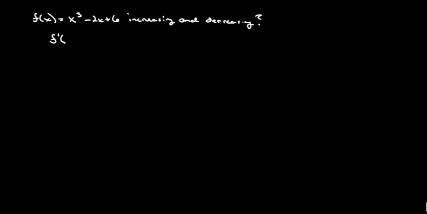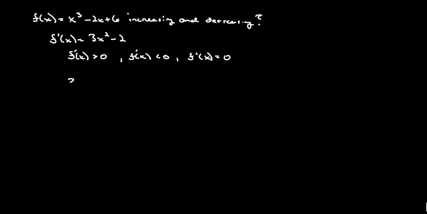So f prime of x is equal to 3x squared minus 2. Now the question is, when is this positive and when is it negative? So to look for that, we'll figure out when it is above the axis and when it is below the axis. So when is f prime of x greater than 0? When is f prime of x less than 0? And I guess we'll also figure out when it is equal to 0. Okay, so let's go ahead and figure that out.